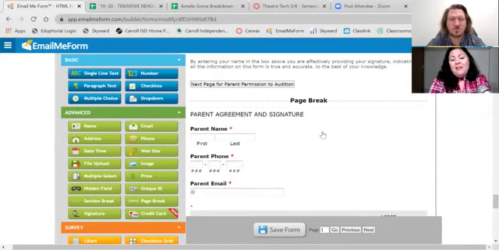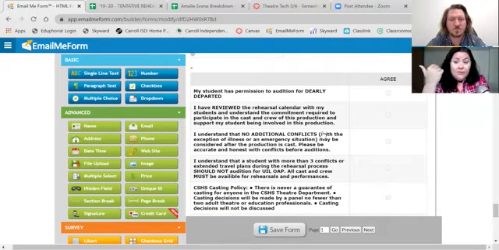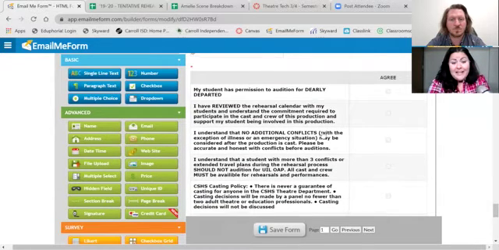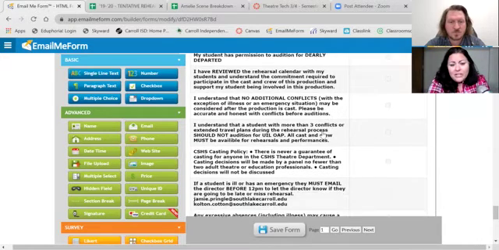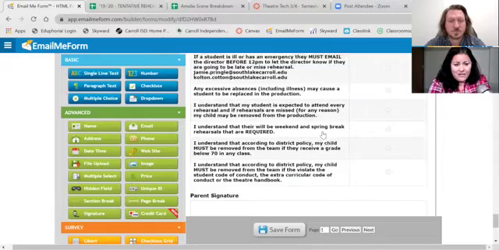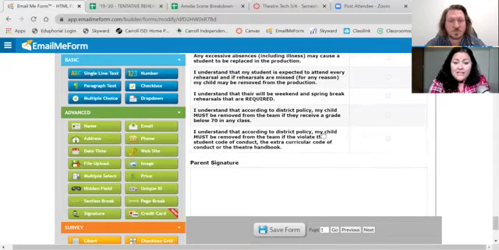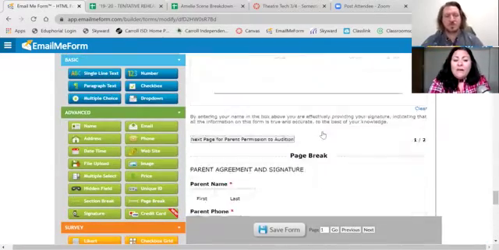And then there's a parent agreement, which is very much the same, but it just says they can call their parent in and have their parent do this and sign it, but that they know there's a rehearsal calendar that your kid has committed to. They have permission to audition. There is never a guarantee of casting for anyone in our department, like all of this stuff that we put in. And that's kind of my form.